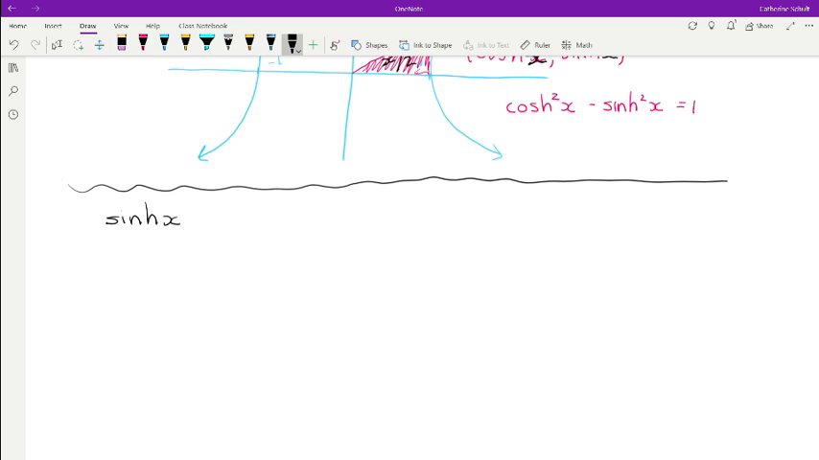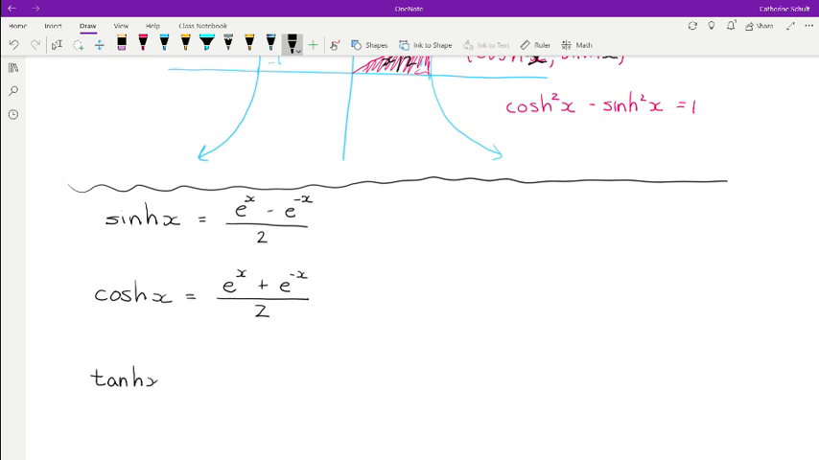So sinh, the hyperbolic sine function, is equal to e to the x minus e to the negative x, divided by 2. The hyperbolic cosine is similar, but it's e to the x plus e to the negative x over 2. And then the other 4 functions are some combination of sine or cosine.